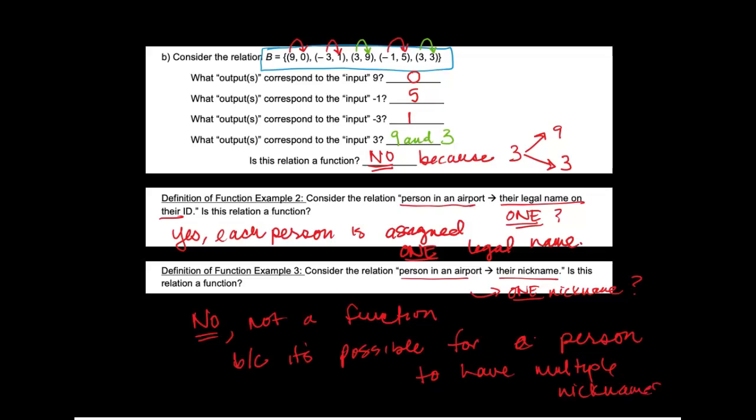So I hope this helps, just an introduction in terms of what a function is. In the next video, we're going to talk about how to look at equations and determine if they're a function or not.